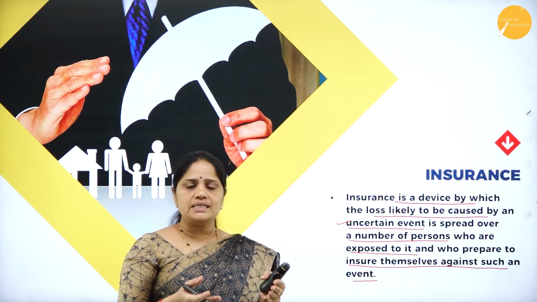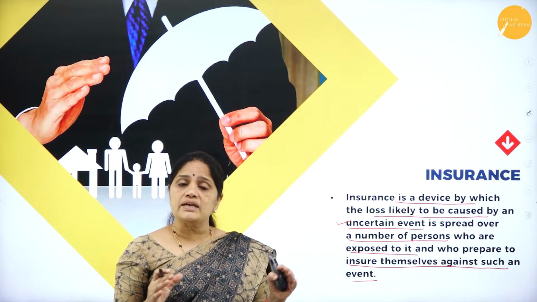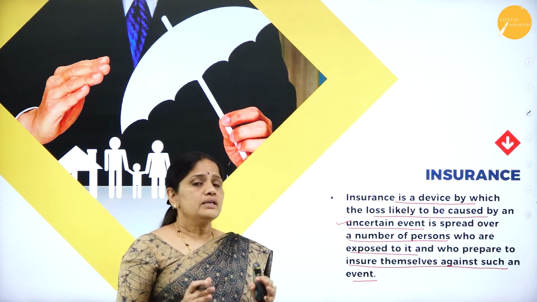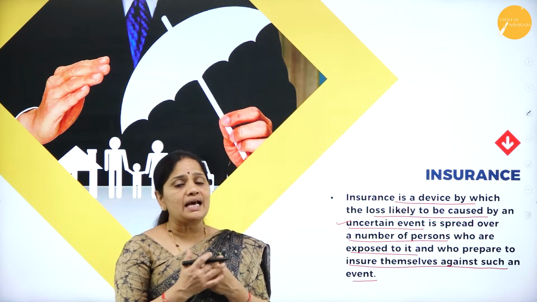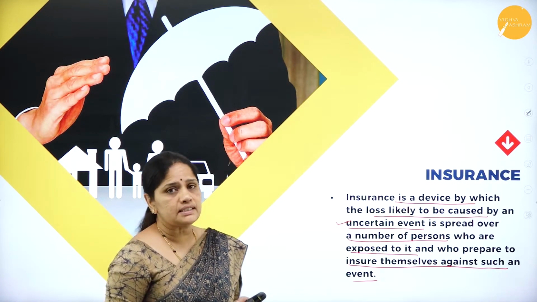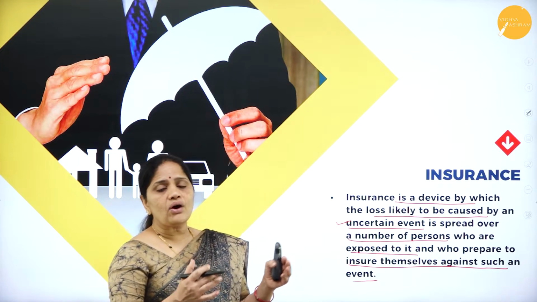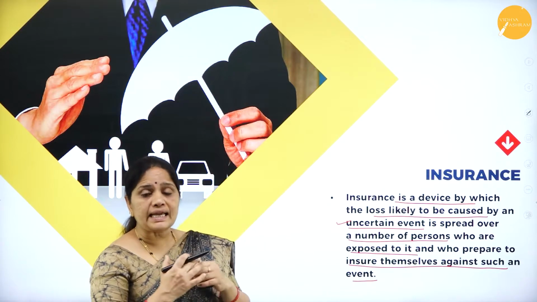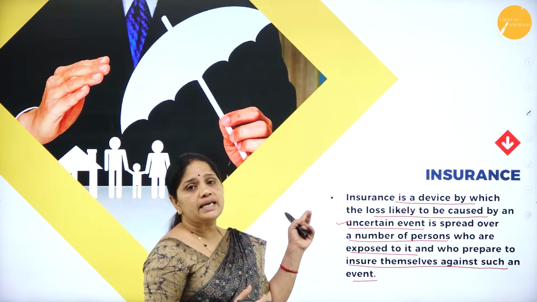Our property is there, but there is no guarantee that the property will be safe for the next 100 years, or it may be safe for the next 100 years, because we don't know. And as you know, life is full of uncertainties. So, what do we do? In order to protect our property against such uncertain events, we use insurance.